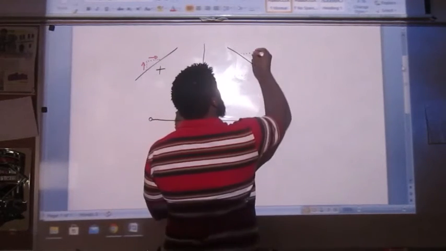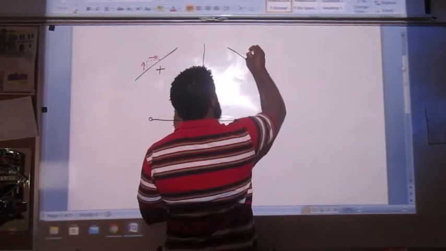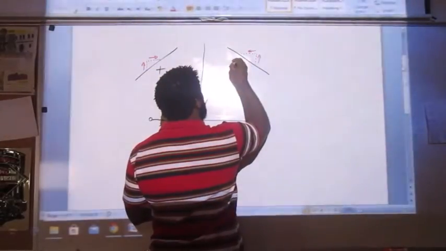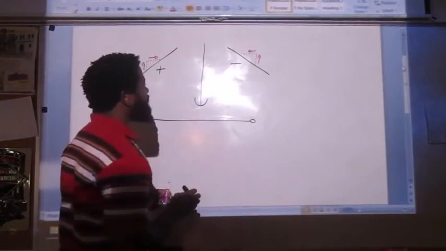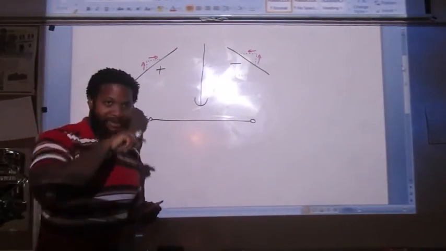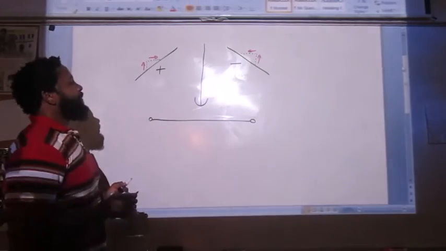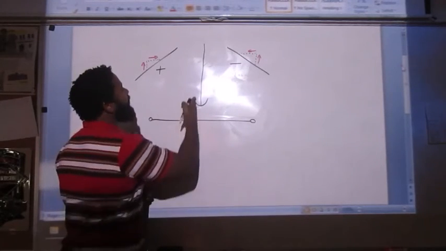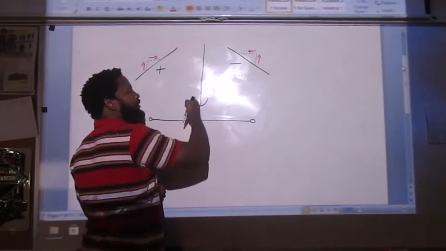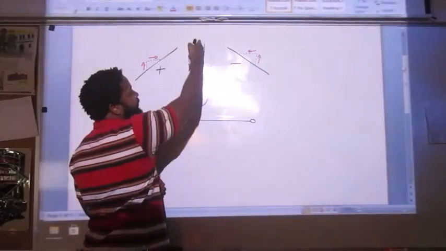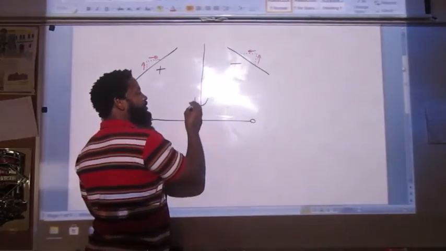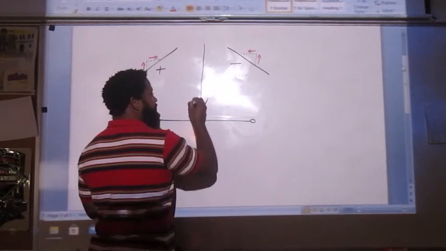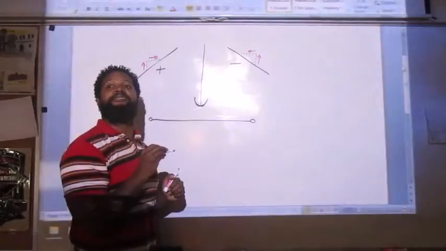If you're running towards the negative numbers, what kind of slope do you have? Negative. A negative slope. And when you have a vertical line, which is his nose, your slope is undefined. Your slope is undefined.